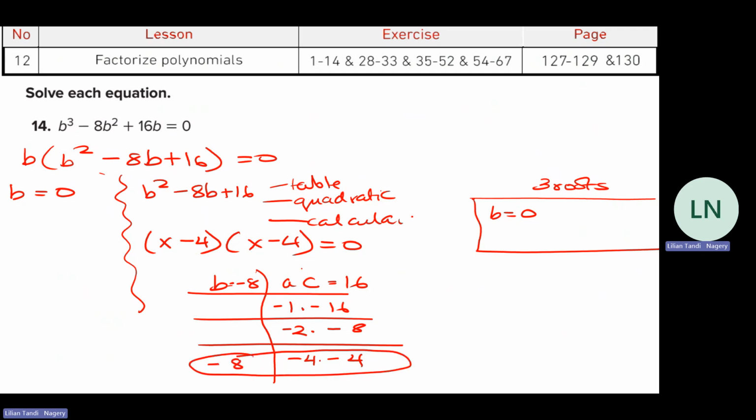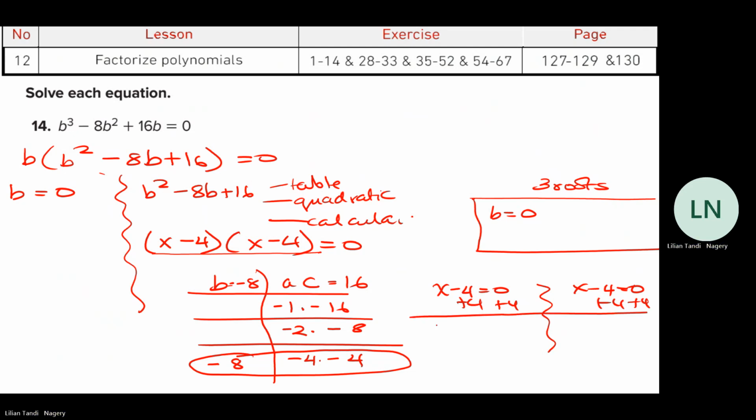So here was my answer. So I wrote them like this. So when I solve, x minus 4 equals 0, and x minus 4 equals 0. Plus 4, plus 4, x equals 4, x equals 4. So right here, since the half is b, I will put here, there is my 3 roots.